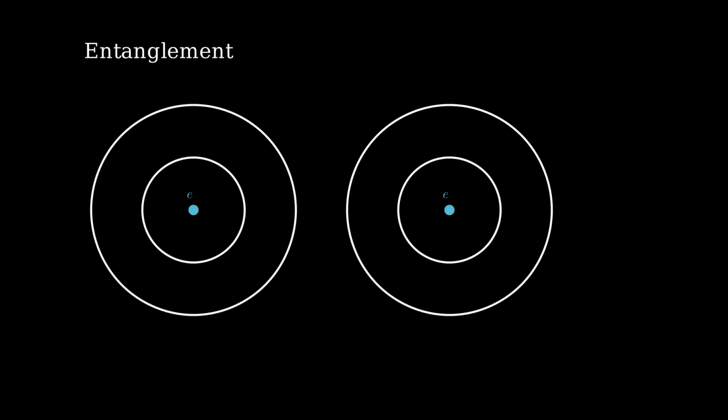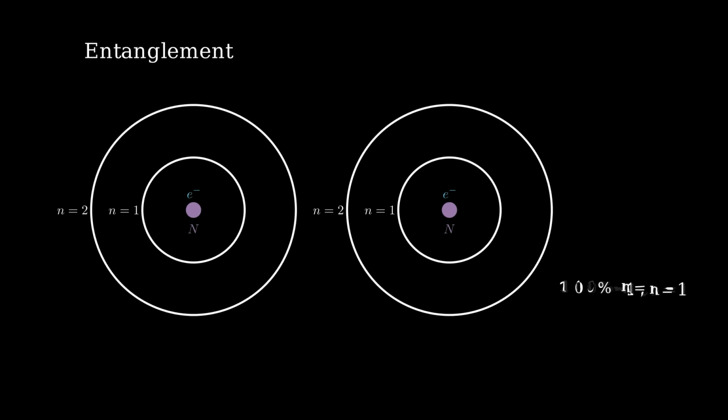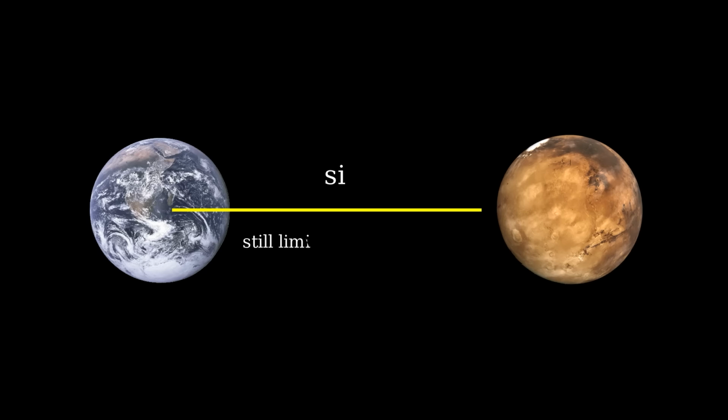Entanglement is another quantum phenomenon that is useful in quantum computers. When two or more quantum systems are entangled, measurement of the state of one system directly and immediately informs the state of the other. Before you ask, no, this does not allow for faster than light communication.